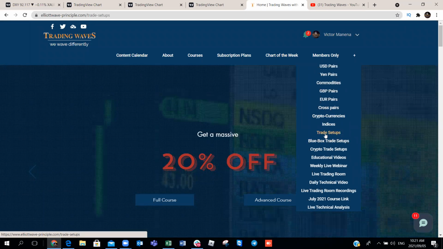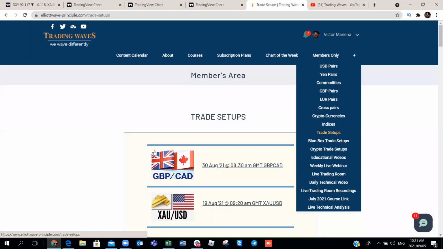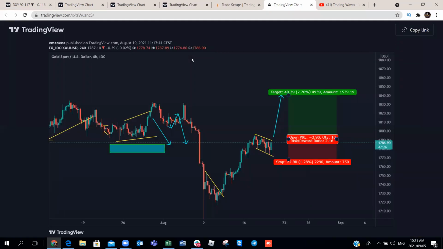Let's have a look here. This is the trade setups. This is for members only. So the gold setup was posted on the 19th of August. Took a while to play out. This is where we were.